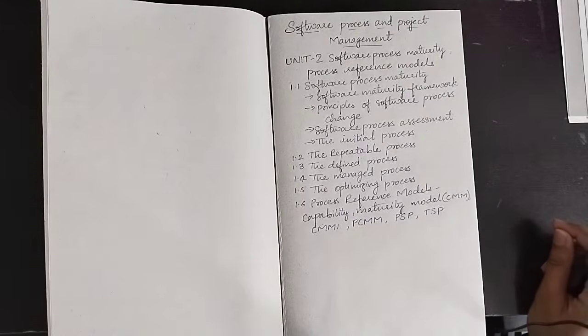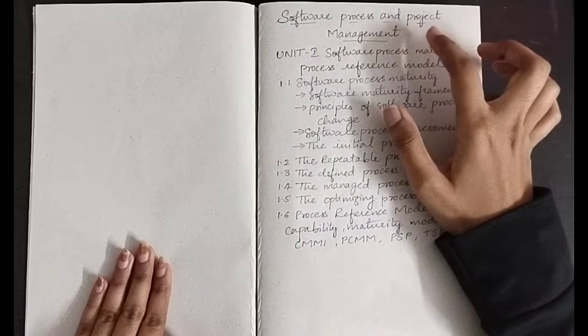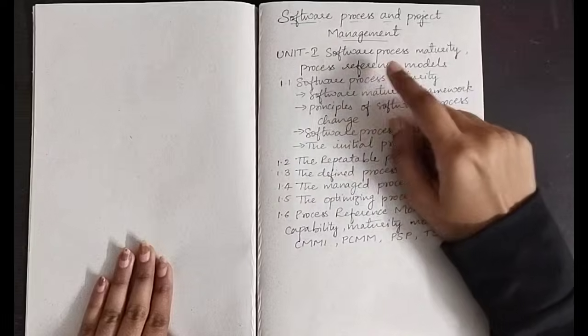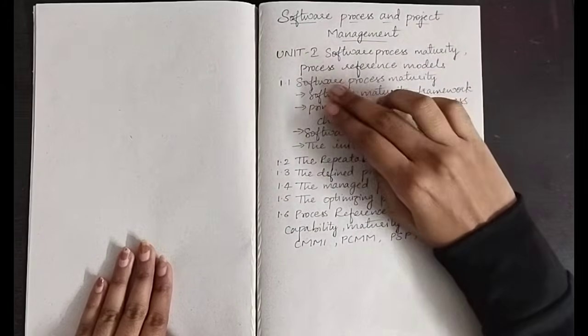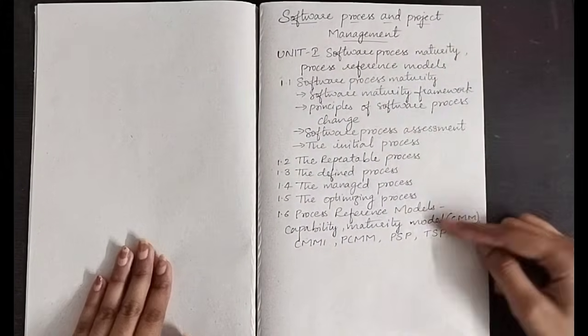Hello everyone, I'll be explaining the Software Process and Project Management subject. Unit 1, Software Process Maturity, Process Reference Model. These are the topics that we will be covering.